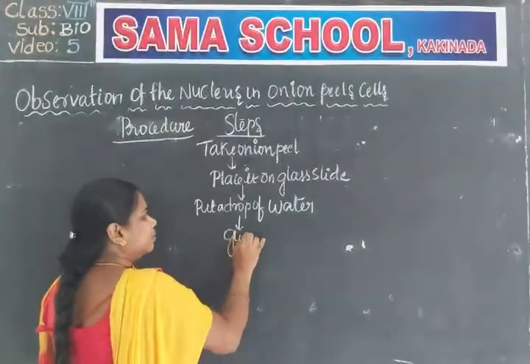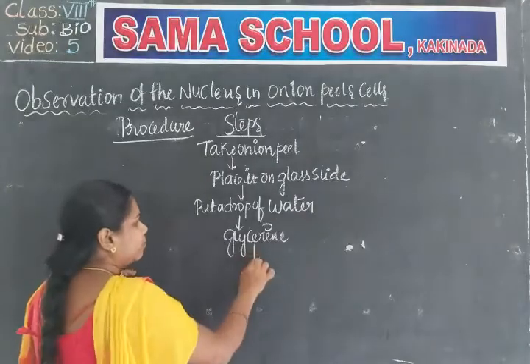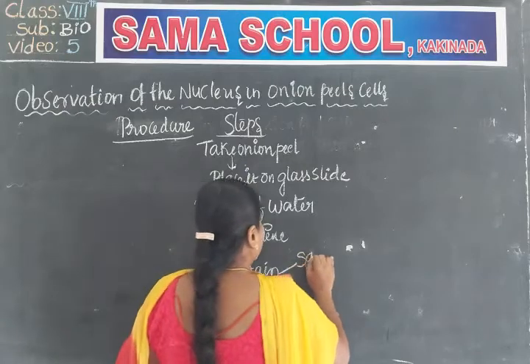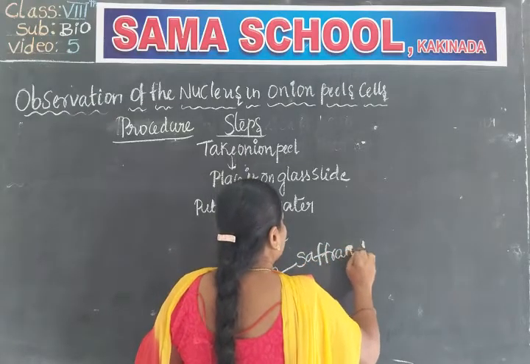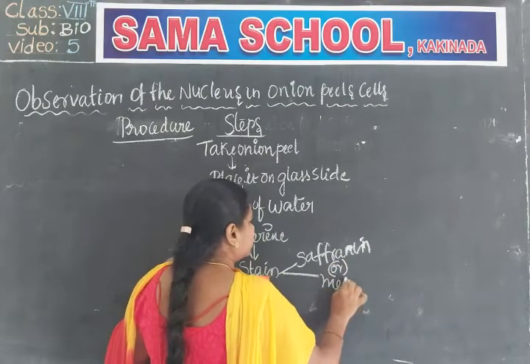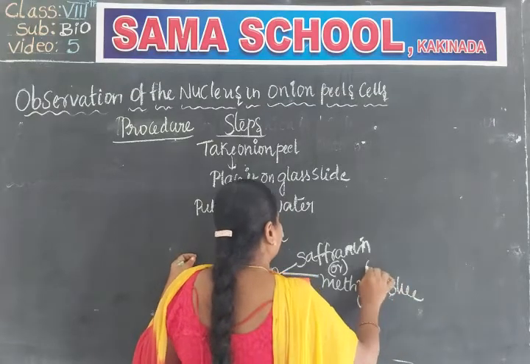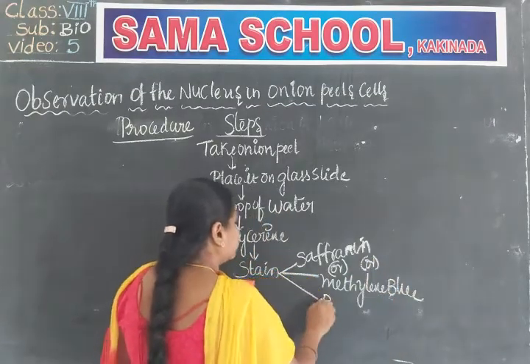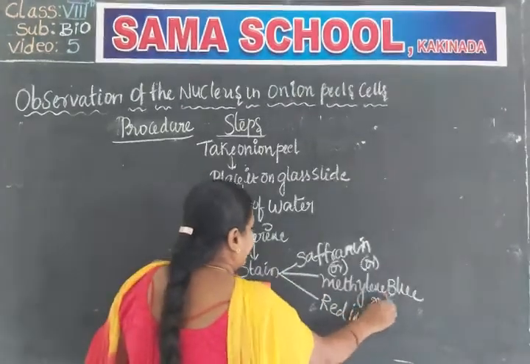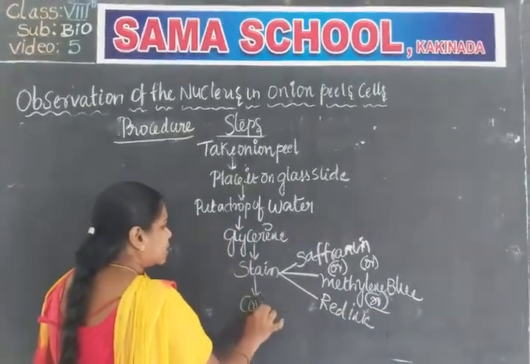Then add glycerin. Then add the stain. What stain? Saffron. If not there, methylene blue. If not there, red ink. You can use any of these three. Understand? I am writing very clearly. Then after adding, cover with the cover slip.